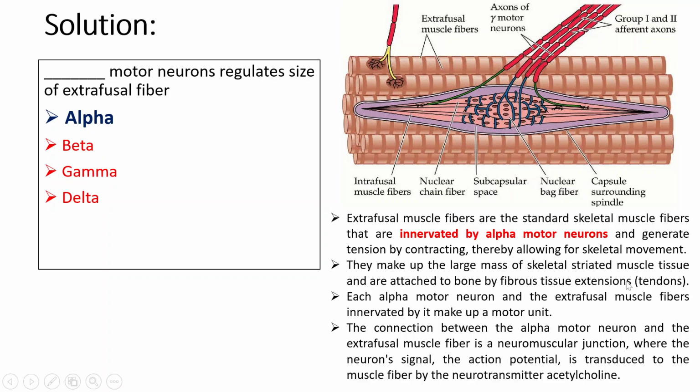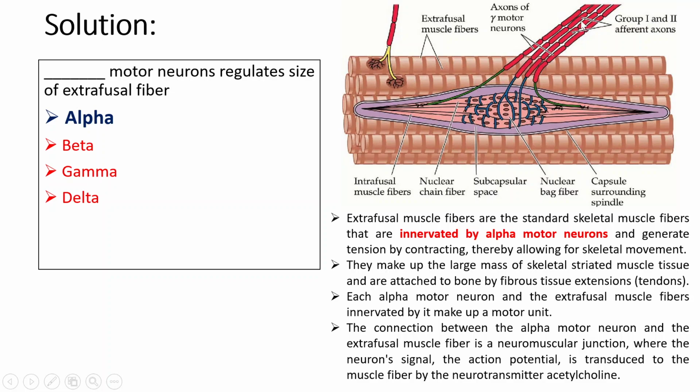They make up the large mass of the skeletal striated muscle tissue and are attached to bone by fibrous tissue extensions or the tendons. Each alpha motor neuron and the extrafusal muscle fibers innervated by it make up a motor unit. The connection between the alpha motor neuron and the extrafusal muscle fiber is a neuromuscular junction where the neuron's signal, the action potential, is transduced to the muscle fiber by the neurotransmitter acetylcholine.